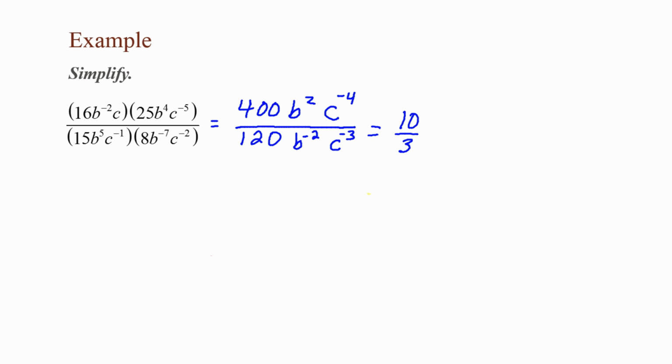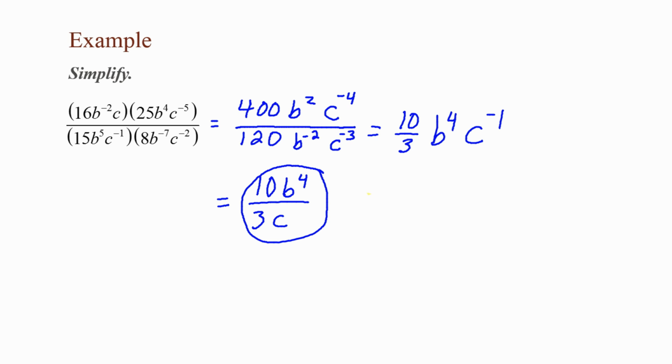Dealing with my b squared divided by b to the negative 2, remember that is 2 minus a negative 2, which is the same as 2 plus 2, which is 4. So I have b to the 4th. Now I want to deal with my c to the negative 4 divided by c to the negative 3. So I have negative 4 minus a negative 3, which is negative 4 plus 3, which is negative 1. So this means my b to the 4th stays in the numerator, and my c to the negative 1 joins my 3 in the denominator. My final answer is 10b to the 4th divided by 3c.